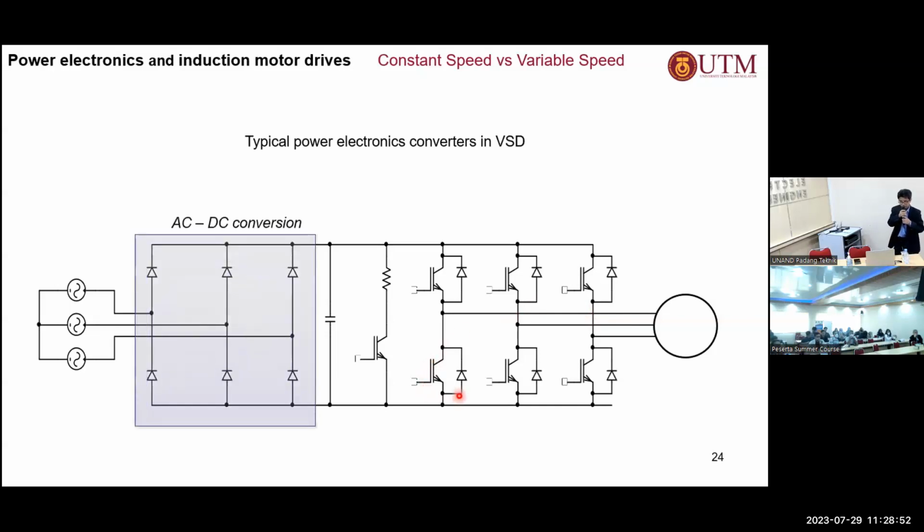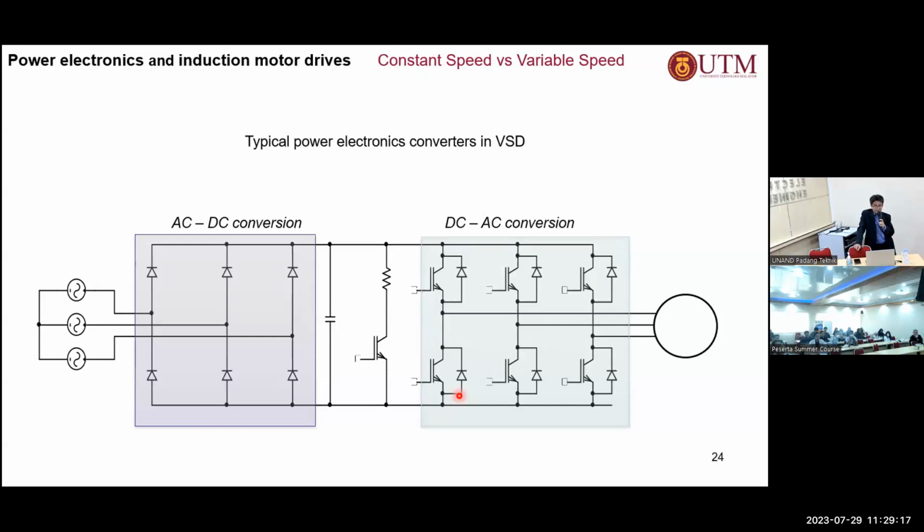The first stage is to convert the AC voltage to a DC voltage. A variable, unregulated AC voltage is first converted to a DC voltage, and then the second stage is to convert that DC voltage to an AC voltage. This is a two-stage conversion process.